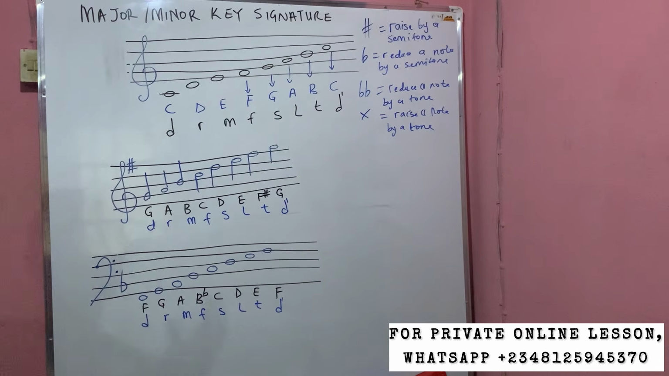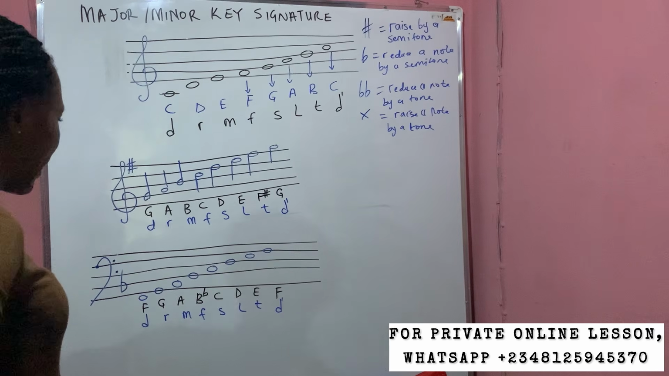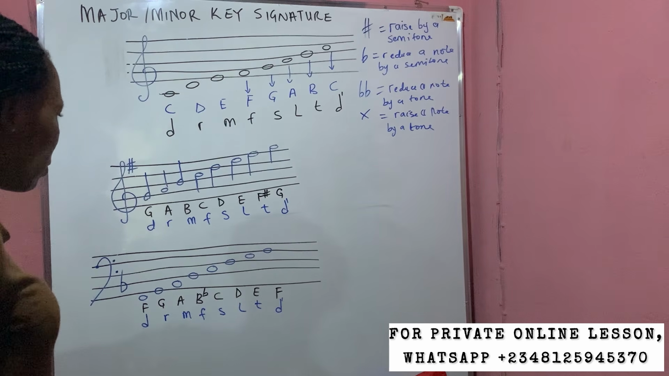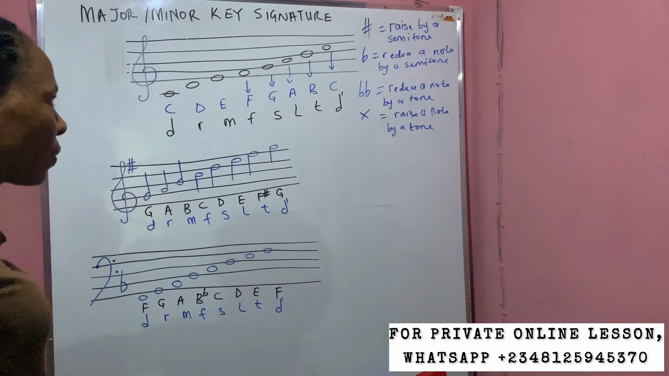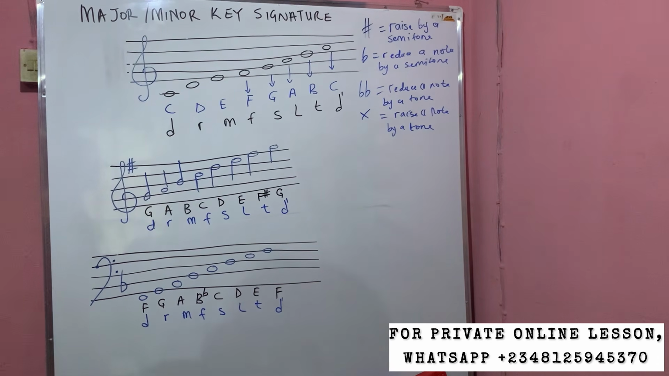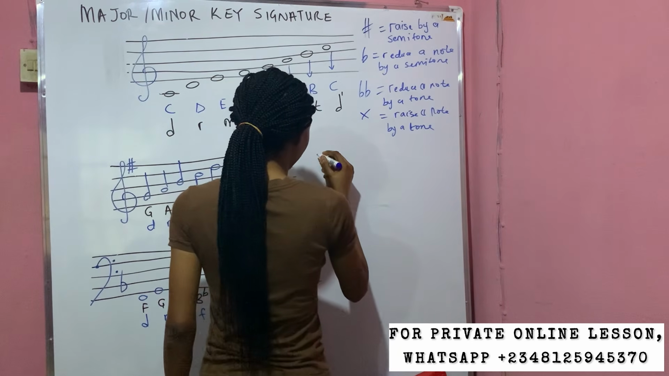Let's try one more key before we talk about the relative minors of these keys and how to find them, and then we will also talk about the technical names. So I'm going to pick a key of three sharps. Okay, so this is it.